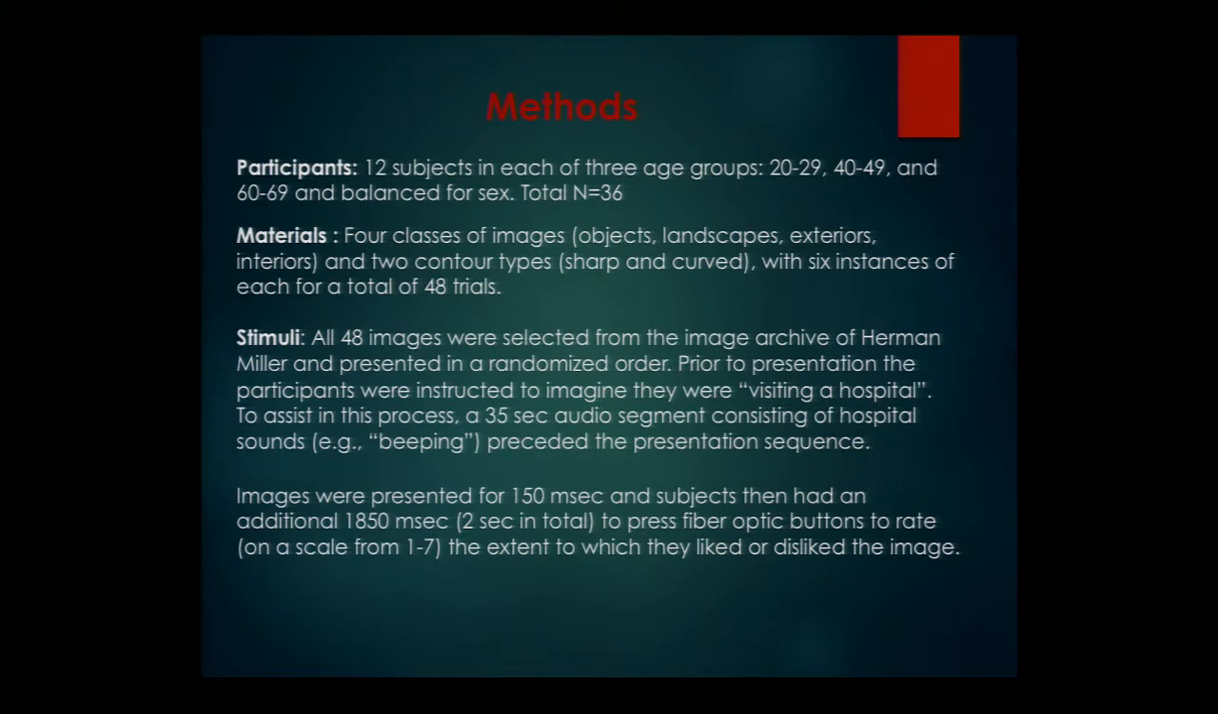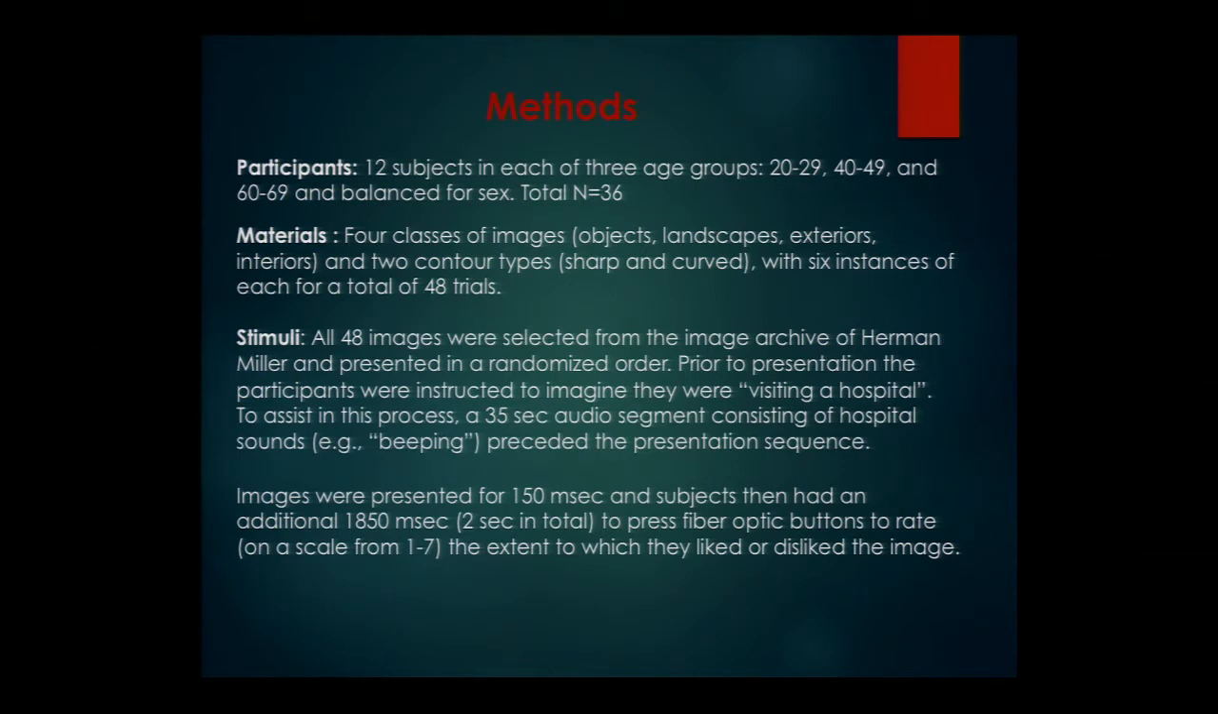In all, there were 48 images that were presented. They consisted of objects, landscapes, exteriors, and interiors, and 2 contour types. They were either angular, as in sharp, or curved, with 6 instances of each for a total of 48 trials.